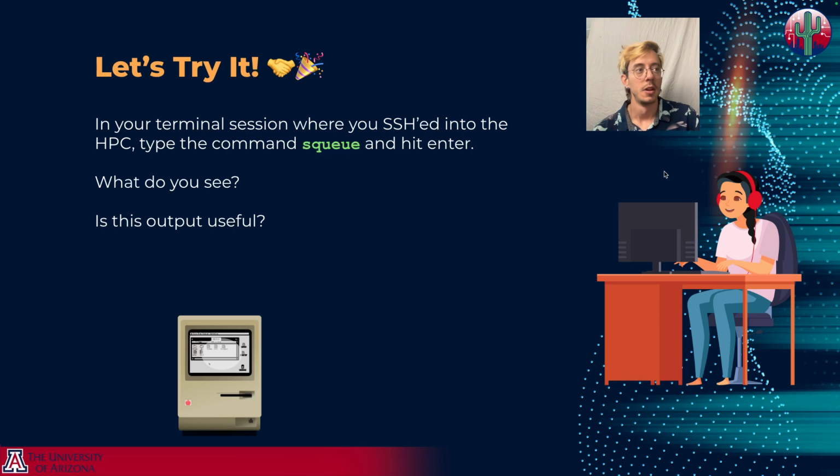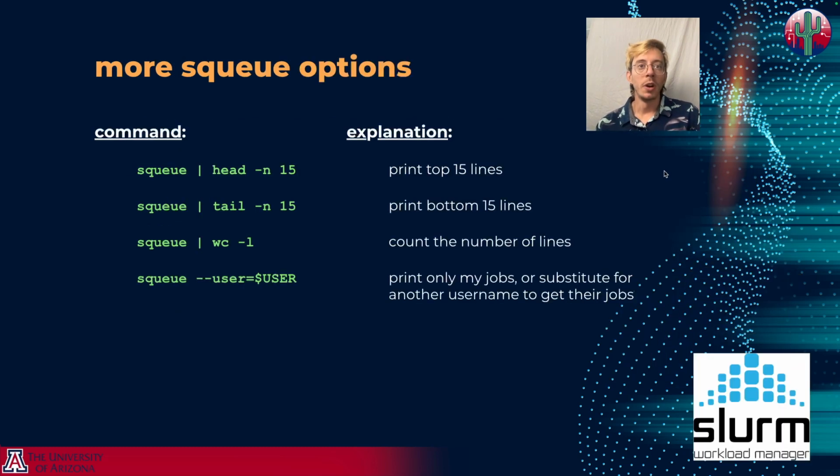So we might want to use SQ with a handful of other options. For example, if I pipe the output of the SQ command into the head command, head will just give you the header, and this tells it to print the top 15 lines of the SQ output. So if you just wanted to see the jobs that are, say, at the top of the queue, this would be a good way to do it.